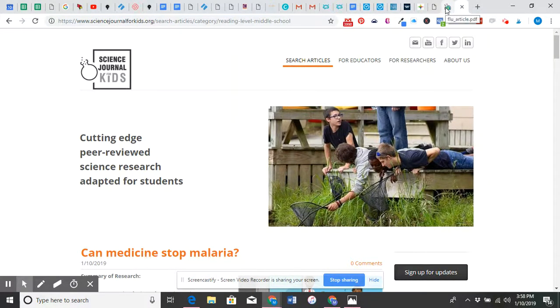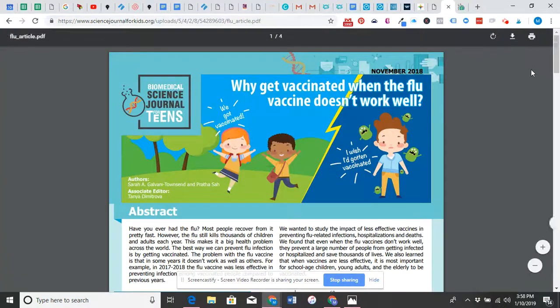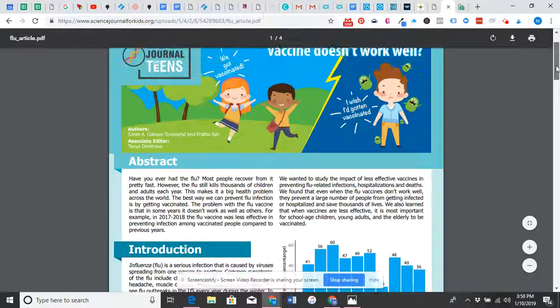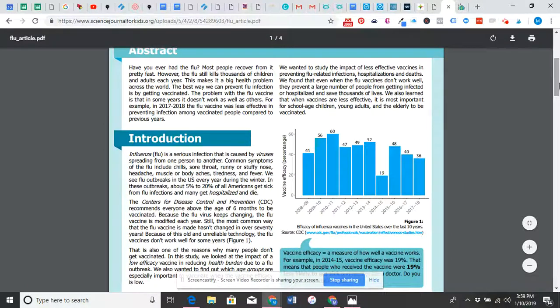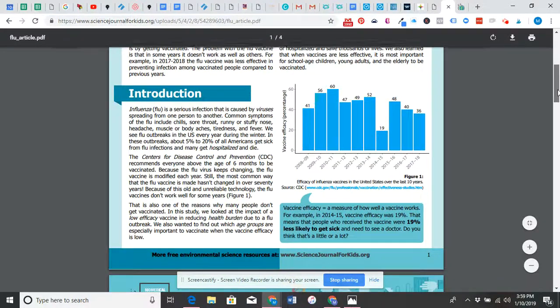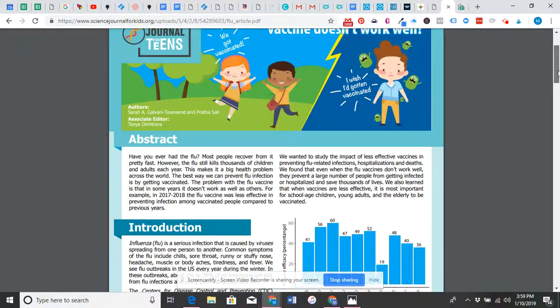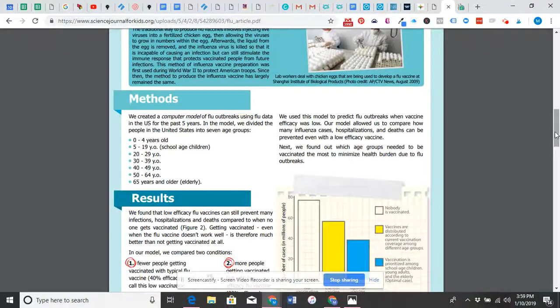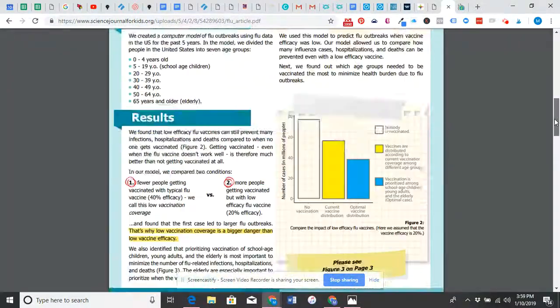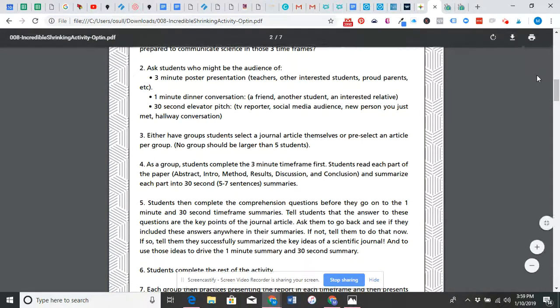So I found one. This one is a middle school one about the flu vaccine. I thought this might be a good one to use as an example. It is structured just like a journal article, and it's real research. And it's recent, so it's constantly being updated. So this is a good resource to go along with this activity that I have here that's in the PDF. So I'll pull up the PDF here.